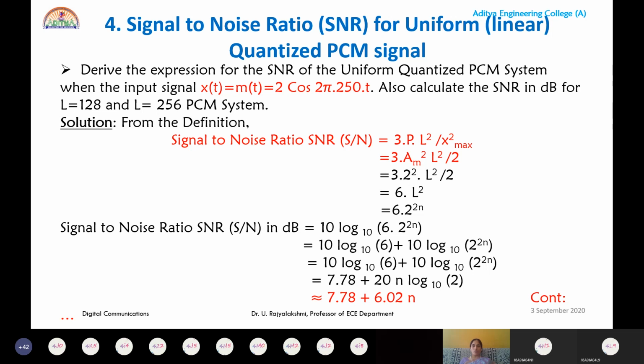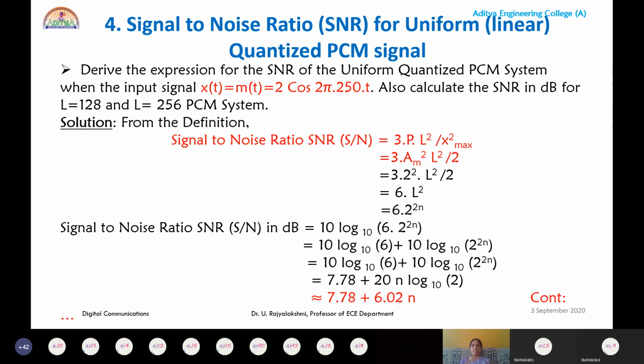7 bits, ma'am. Why? Because L equals 2 power N. Yes, very good. For 128 PCM system, you can represent it as 2 power 7. So L equals 128, so you can represent it as 2 power 7. So N, the number of bits present per sample, will be 7 there. And for L 256, can you tell me how many bits per sample are there? 8 bits, ma'am. 2 power 8. Yes, 2 power 8 is 256. So we can represent it as 8 bits per sample.